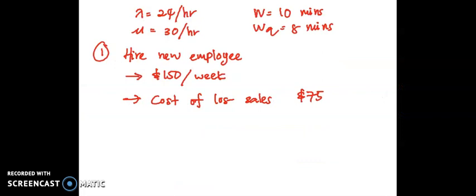Now, for the first alternative, we want to hire a new employee. When you want to hire a new employee, it will involve some cost. The cost is 150 per week if you want to hire another employee. And then the cost of lost sales is 75. This is actually the cost because we want to avoid loss of sales.